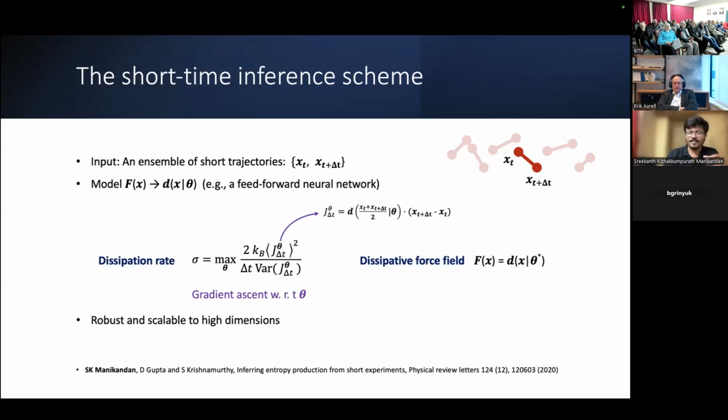And since you can work with neural networks and there are very efficient algorithms to perform optimization in machine learning, the procedure is scalable to higher dimensions, and this people have already shown. So now what we did is we tried to benchmark this in a bunch of experimental systems. I'll show you results from one of these studies.